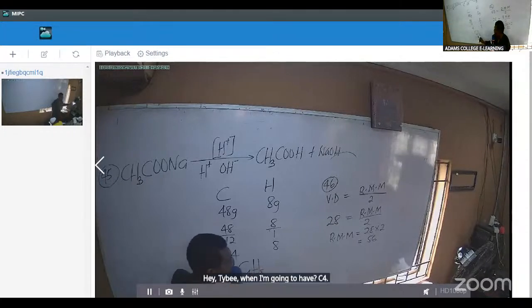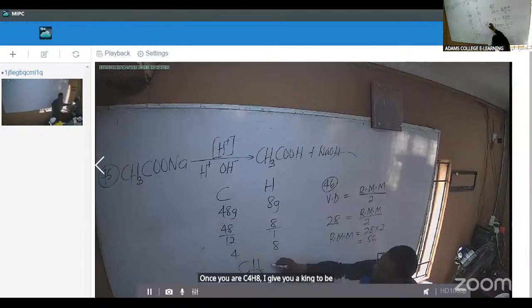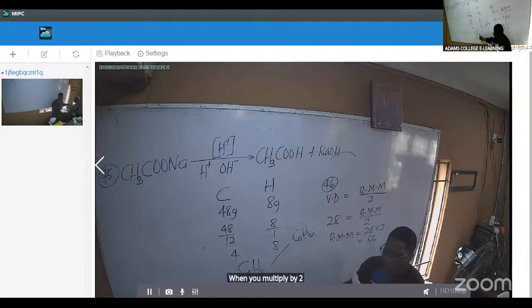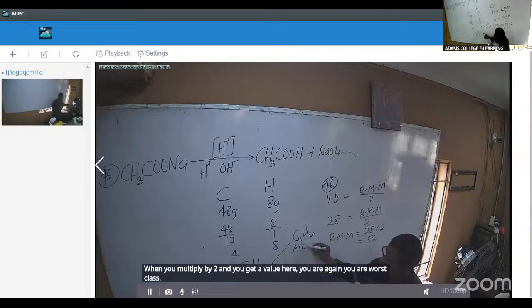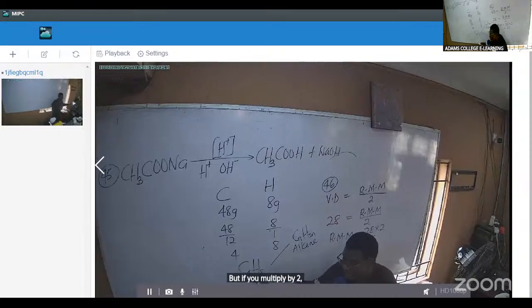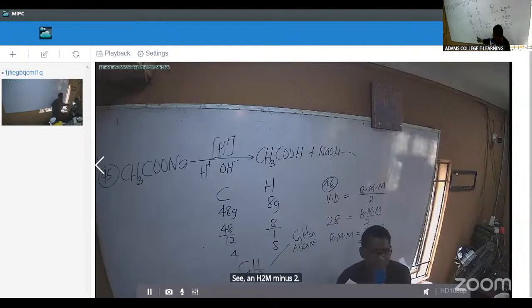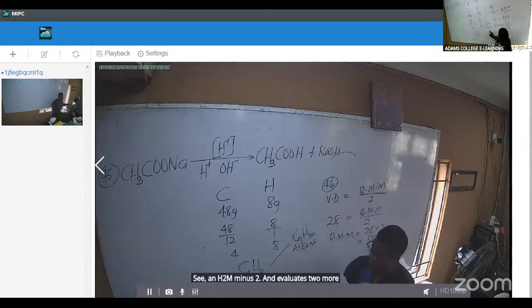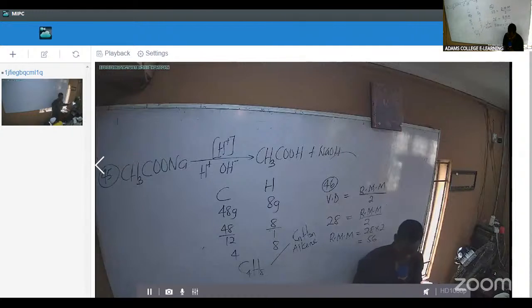And once you are C4H8, I give you alkene to be CnH2n. When you multiply by 2 and you get the value here, you are alkene. But if you multiply by 2 and the value is 2 different from the real value, you are alkyne, CnH2n minus 2. If you multiply by 2 and the value is 2 more, then you are alkane. So that's an alkane. B.